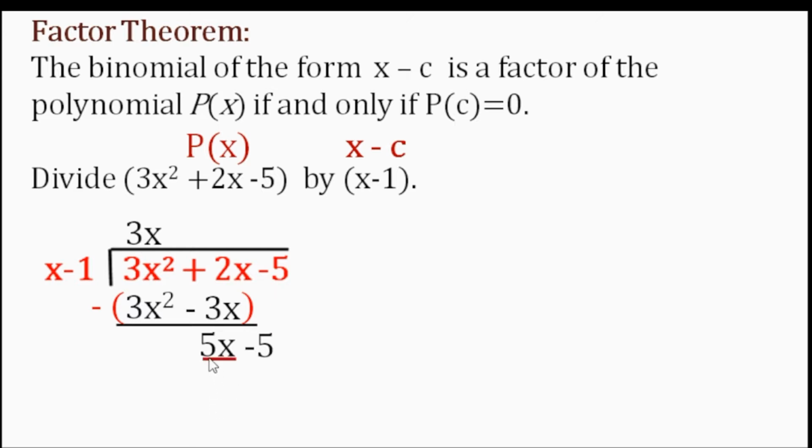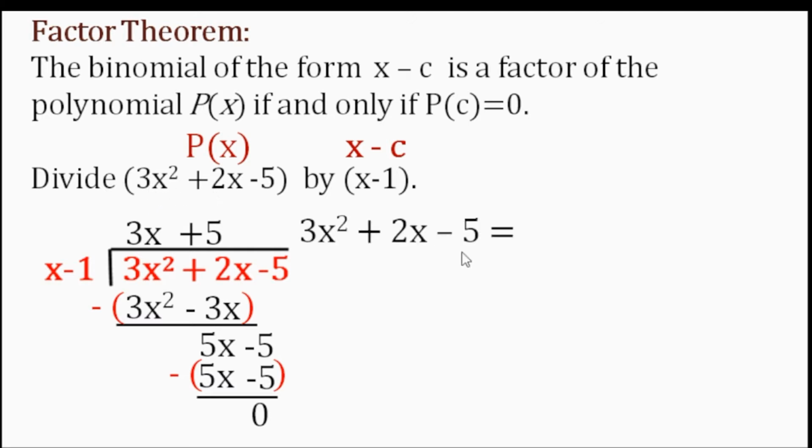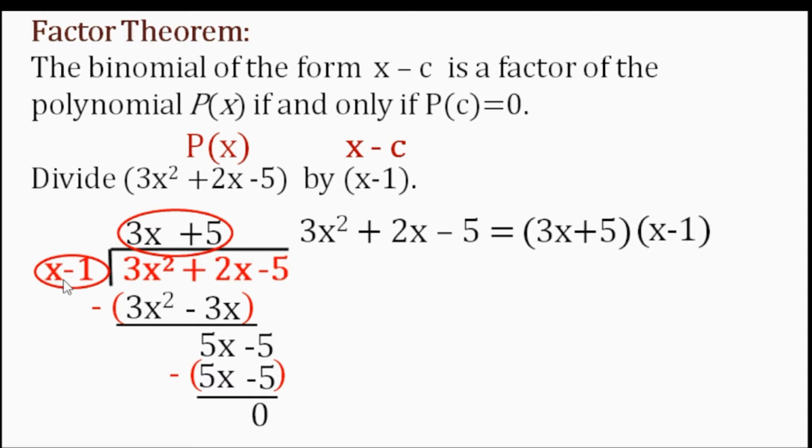Again, the first term on the inside divided by the first term on the outside. That's 5x divided by x, which is positive 5. 5 times x is 5x. 5 times negative 1 is negative 5. Then again, subtract: 5x minus 5 minus the quantity 5x minus 5. That gives us 0. This means 3x squared plus 2x minus 5 can be written as 3x plus 5, which is our quotient, times our divisor, which is x minus 1, then plus our remainder, which is 0.